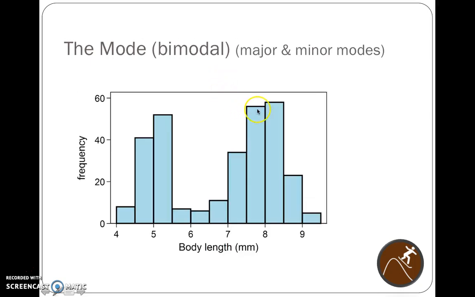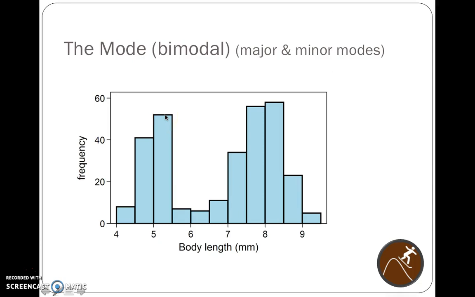Now, sometimes you've got things like this, like, well, here's this particular bin for numbers that fit between 8 and 8.49 or 8.5. This particular bin for this variable, body length, would be what you would call the mode. And it's the biggest mode, so we might call it the major mode, but for whatever reason, there's some right here as well that are numerous.